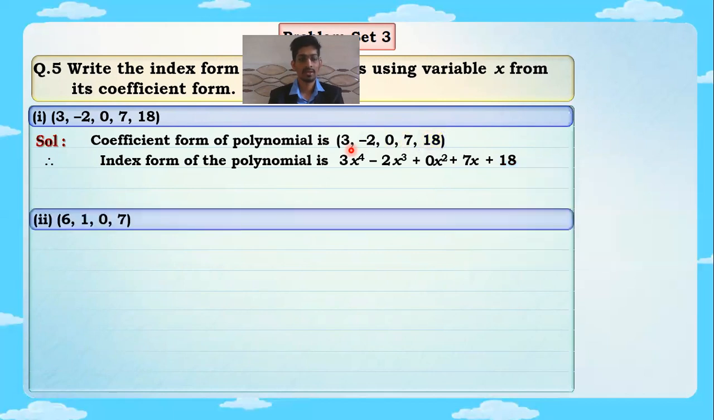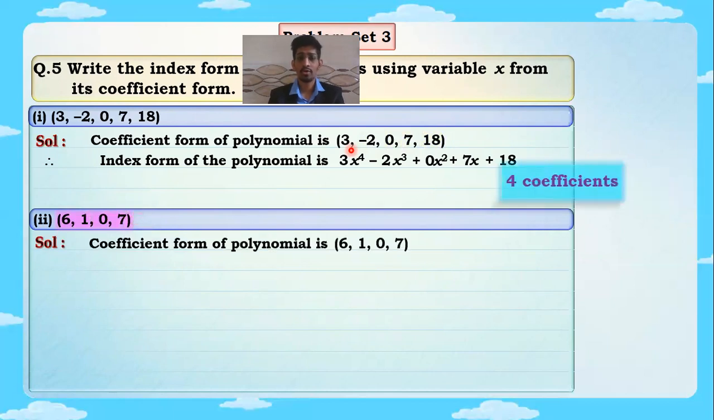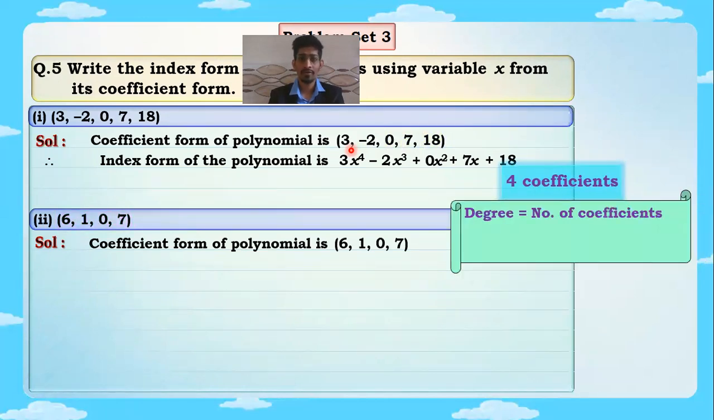After this, the next question is this one. You can solve it on your own. Tell me, how many coefficients are there? Yes, very good. 4 coefficients are there. So what should be the degree? Yes, it is 3. This is how we find it: number of coefficients minus 1. 4 coefficients were there, minus 1. That gives you the degree as 3.